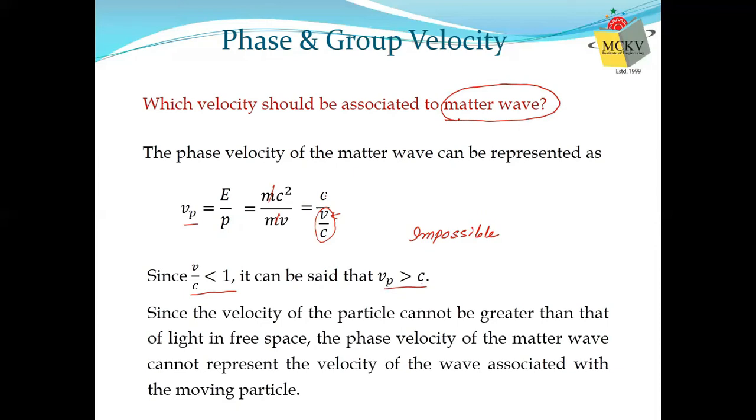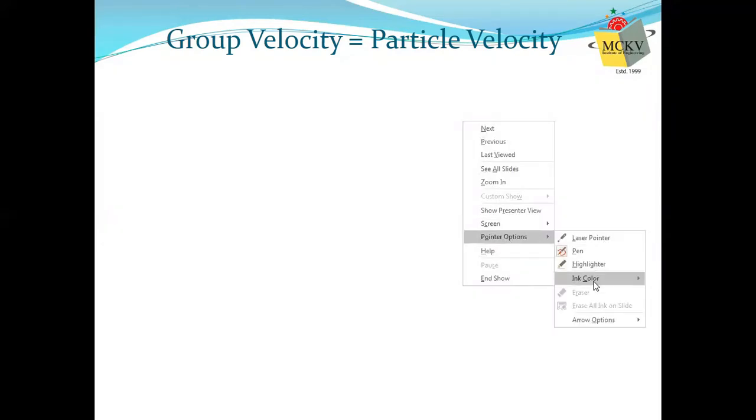Next, our option will be group velocity. So we'll observe whether that group velocity is equal to the particle velocity. Why? Because as we discussed during the de Broglie hypothesis, whenever a particle moves, a wave is associated with it. So the wave is always associated with the particle. That means the particle velocity must be the same as the velocity of that wave. Otherwise, the wave and the particle cannot always be associated with each other.